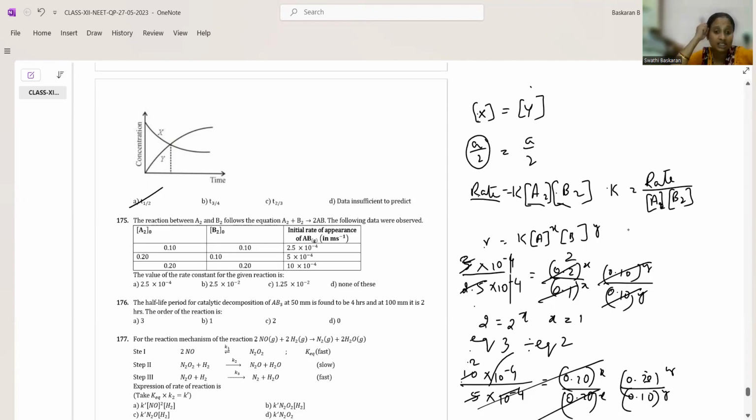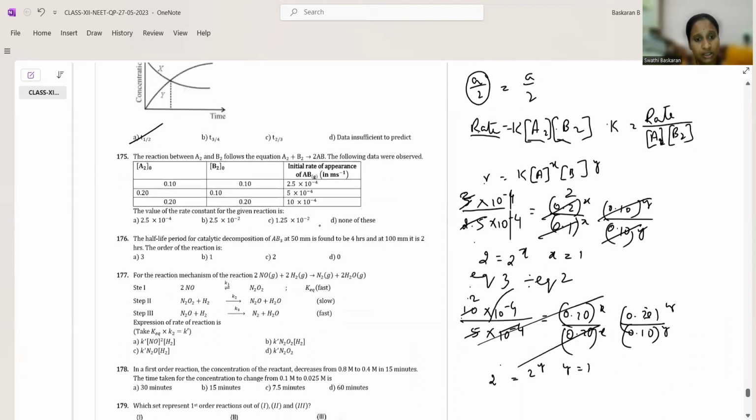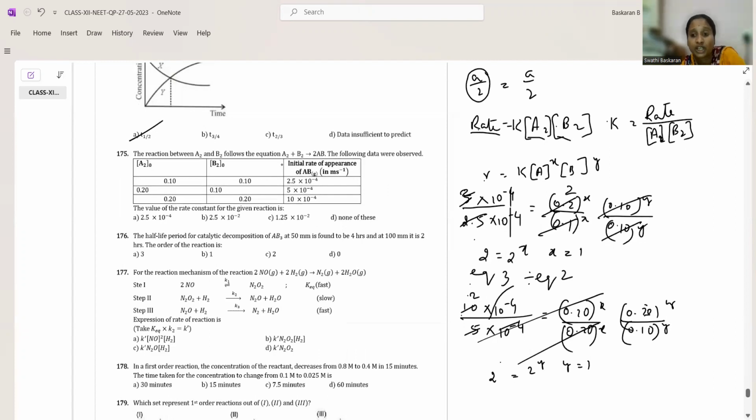So now here is the twist. What is the twist? Basically here they have given the initial rate of appearance. So how much has appeared? Basically 2 moles of AB has appeared. So if the appearance is given in terms of products, we know how to write the rate law, isn't it? So how do you write the rate law for this equation? Rate law means the differential rate equation, right?